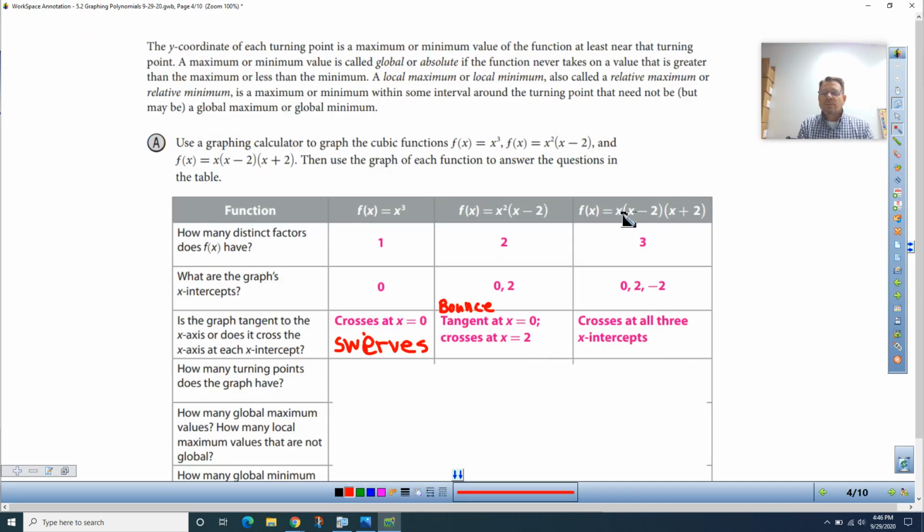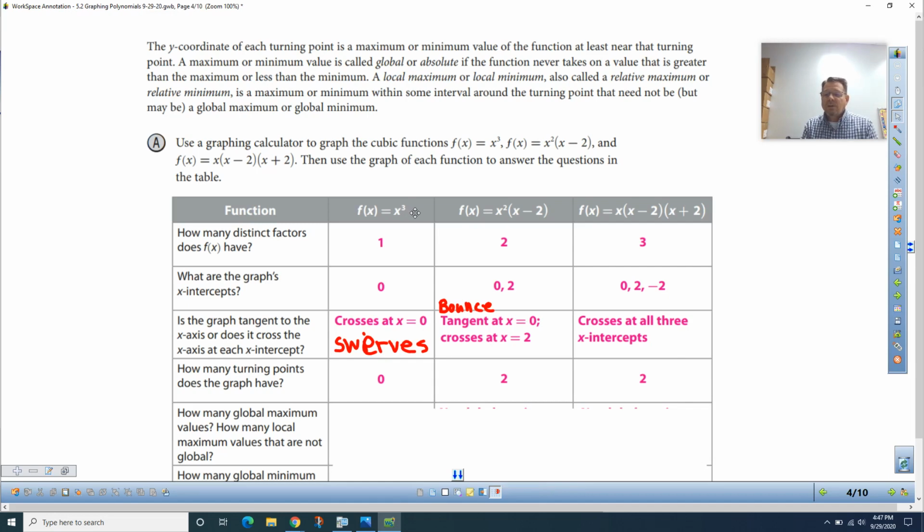So, these are all to the first power. So, they're going to go straight through. Straight through. That one's going to bounce, and this one swerves. And so, you see where these words are coming from. Okay, so, let's jump on down here. Turning points. Okay, we talked about that previously.